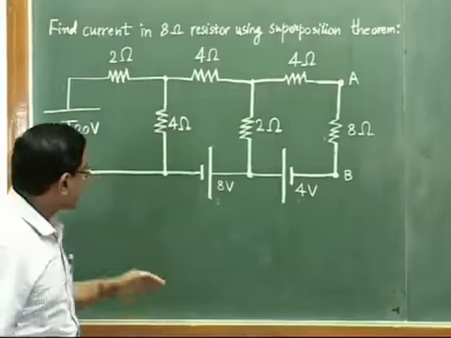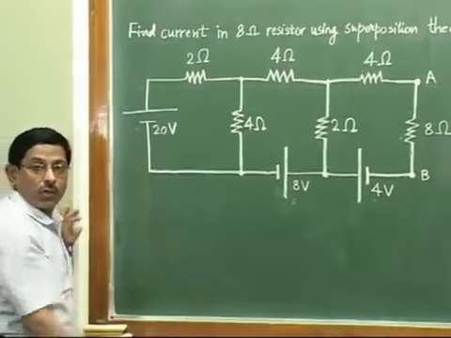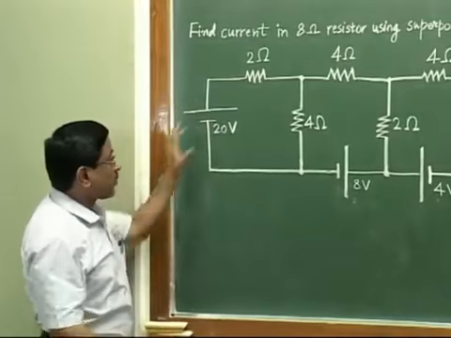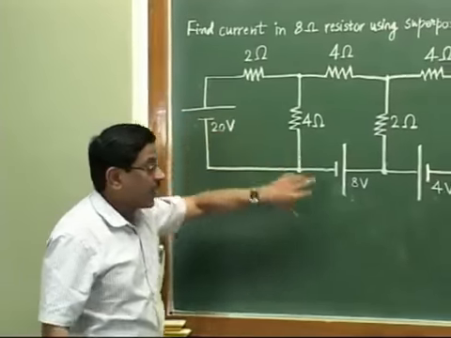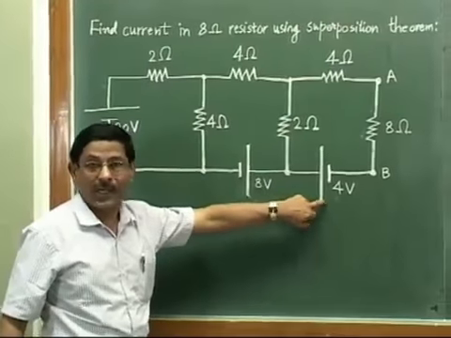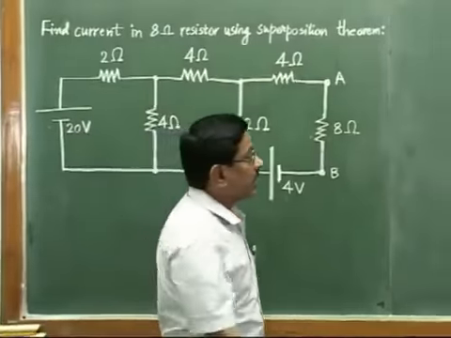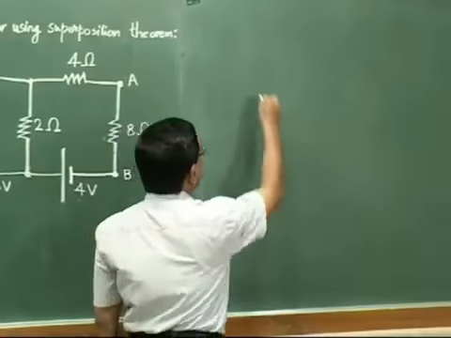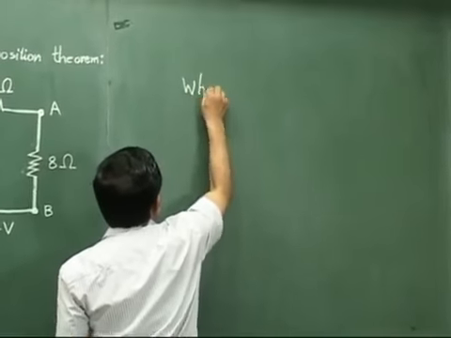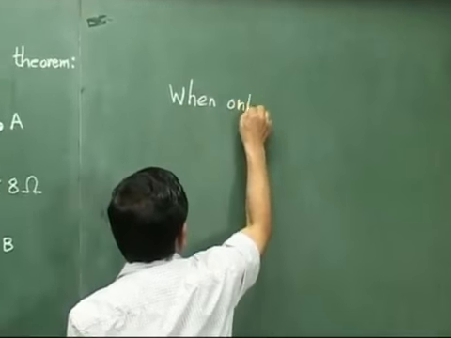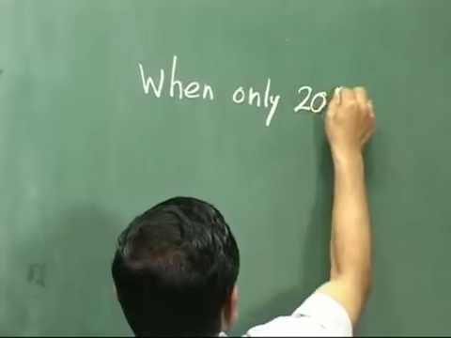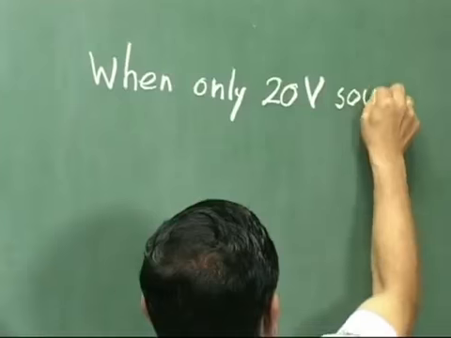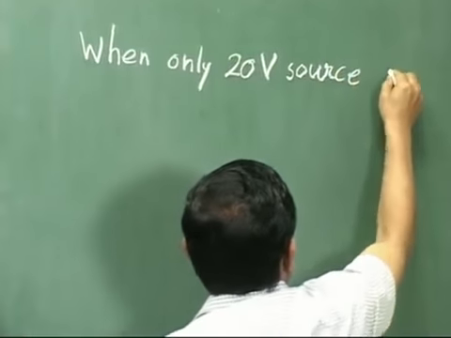So let us start from this first source, the 20 volt source. Now let us imagine that only this source is acting, whereas 8 volt and 4 volt are not acting in the circuit. So I will just write in the corner here: when only 20 volt source acts alone.